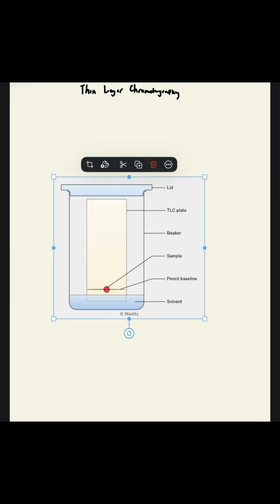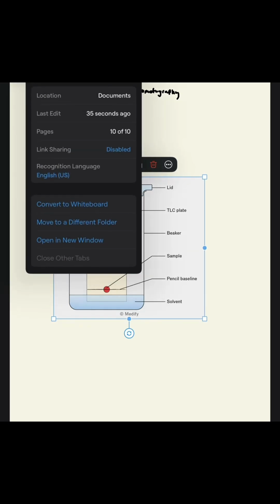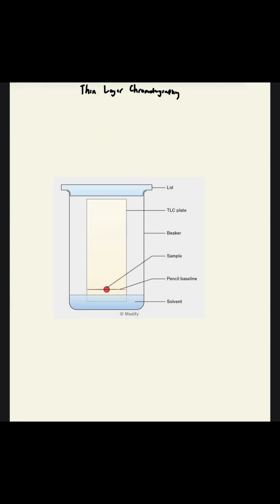Hello everyone. Today we're going to be talking about TLC, or thin layer chromatography. To start off with, we're going to talk about how they set up the experiment and what the different results actually indicate.